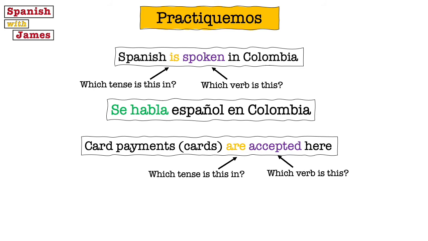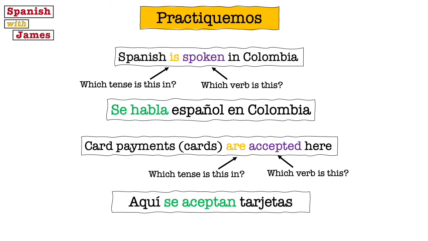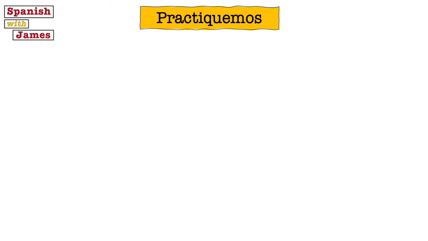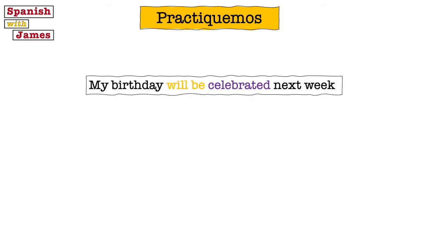So you might have come up with los pagos en tarjeta se aceptan aquí, or probably what you'd see on a sign in Spain or in Latin America is aquí se aceptan tarjetas, or simply se aceptan tarjetas. Okay, now one final one to practice this. My birthday will be celebrated next week. So this time, have a think about what tense that one's in, and the verb celebrar. Pause the video and then push play to look at the answer.